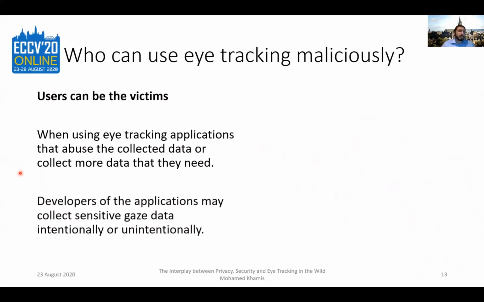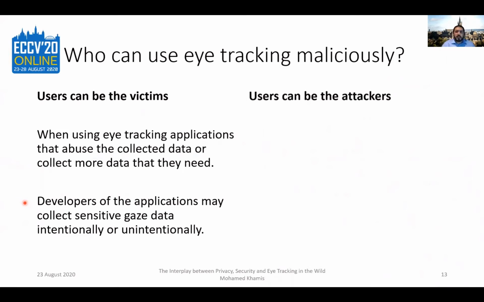It's also important to keep in mind here that developers might collect sensitive gaze data intentionally or unintentionally. It could happen unintentionally. Someone might just collect more data than they need, thinking, okay, maybe it doesn't hurt. But actually, if you're sending this data to a remote server, or storing it on the phone, you're increasing the risk that someone might access it and infer private information about the user.